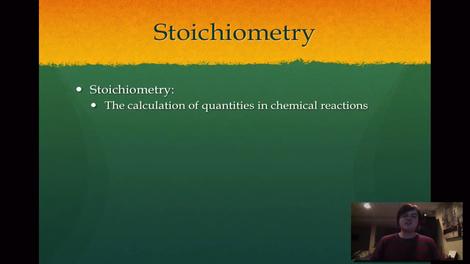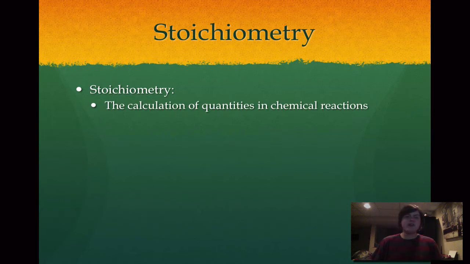To define stoichiometry, we'll say that it is the calculation of quantities in chemical reactions. Previously, you have looked at predicting the outcomes of certain types of reactions and figuring out what the products will be in terms of types of chemicals. Now we're going to add another layer on top of that. We are going to determine how much of the products are formed.